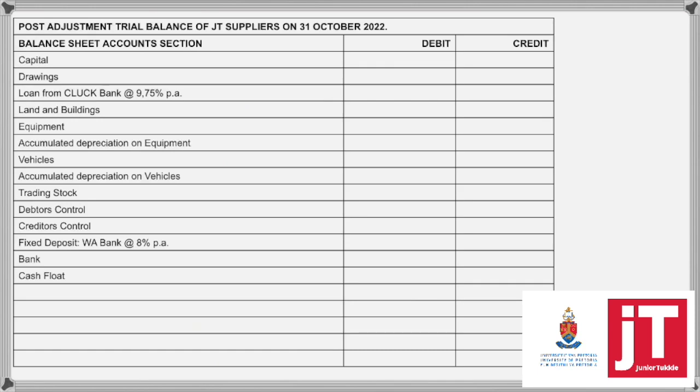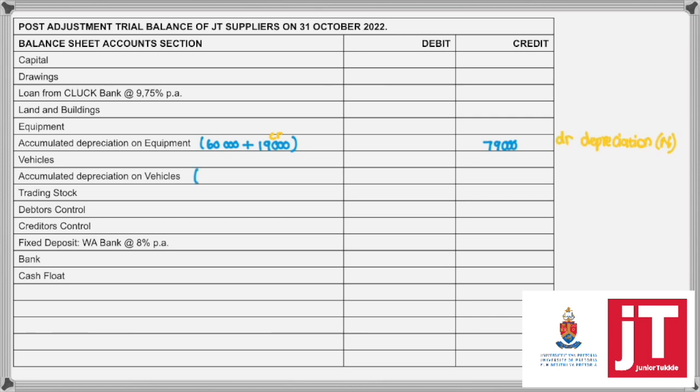So we have the post-adjustment trial balance, and basically the post-adjustment trial balance is exactly the same as the pre-adjustment, but I need to change some amounts where the adjustments were applicable. So if I look at the first adjustment, that was depreciation on equipment. So the first part of the transaction, the credit part, is to add it to credit accumulated depreciation on equipment. So adding the current depreciation for 19,000 Rand to the accumulated depreciation. And then the debit leg will go into the depreciation account.